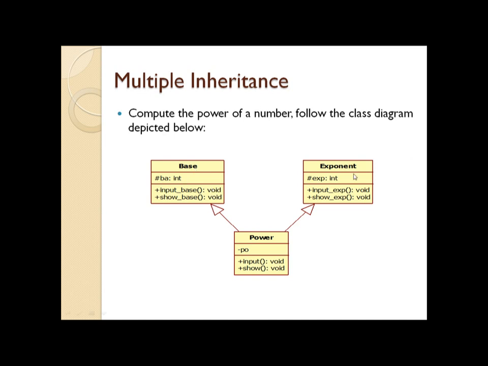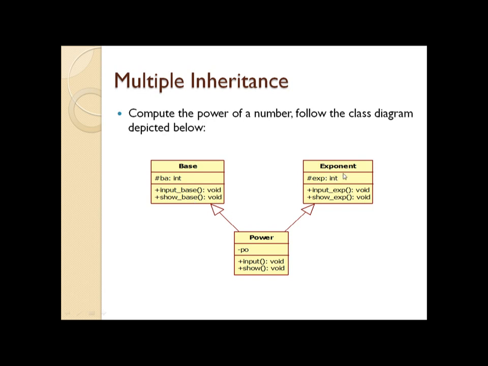First one is base, second one is exponent. We have taken an attribute BA of protected type, which is of integer data type, with two operations. First one is input_base, return type is void. Second one is show_base, return type is void. The purpose of these two functions is, first one is to accept the value for the base, and second one will show the value which we have taken.